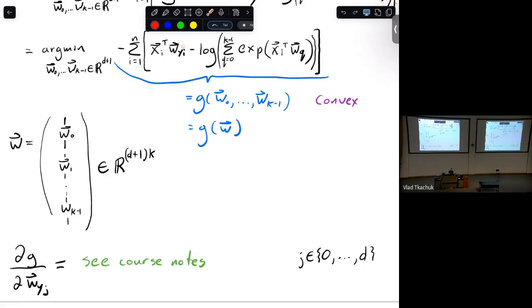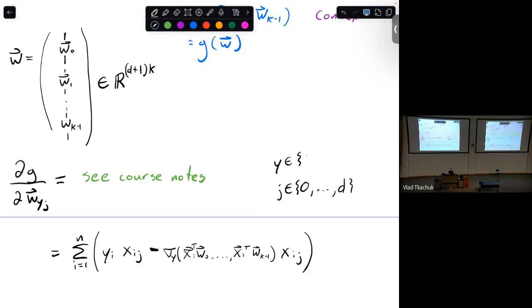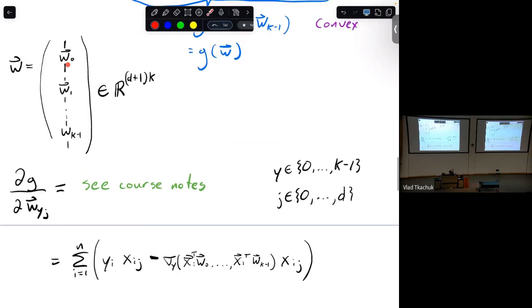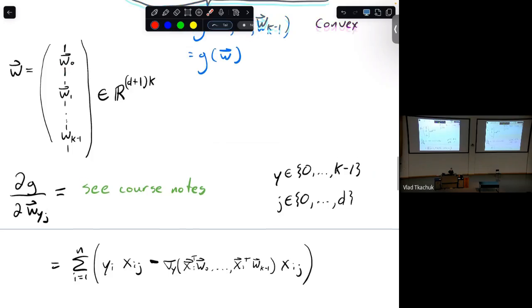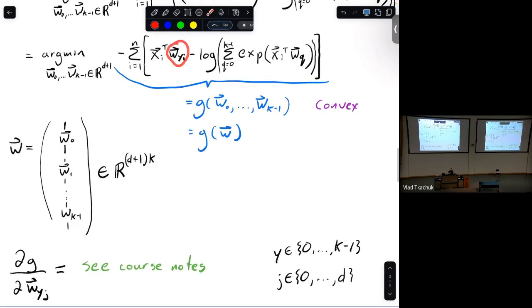So only in the case where y_i equals the index we're taking a partial derivative with respect to, and maybe I should put this here too, j goes from 0 to d, y goes from 0 to k minus 1. So only when the index we pick for the partial derivative, which is like picking a very specific w in here, matches this, are you actually going to get a term that's non-zero.